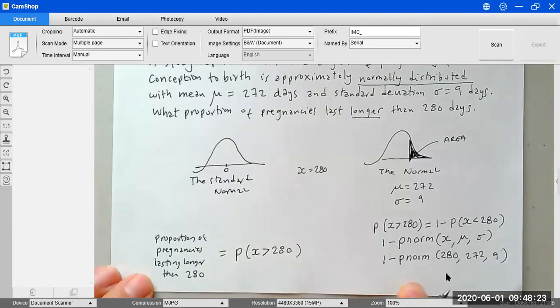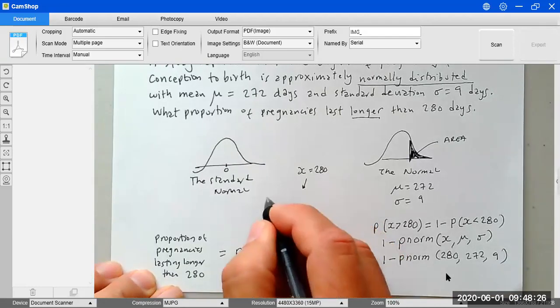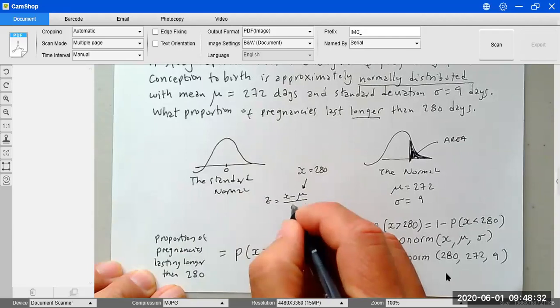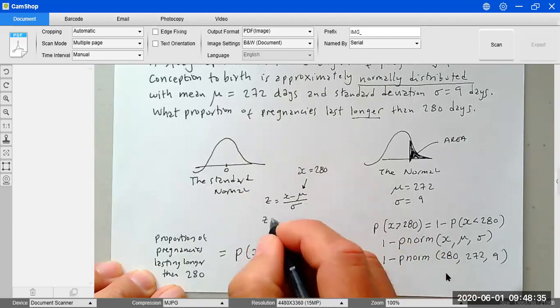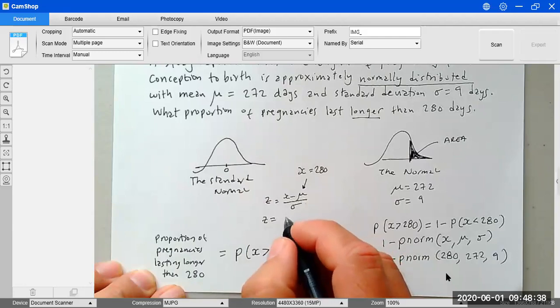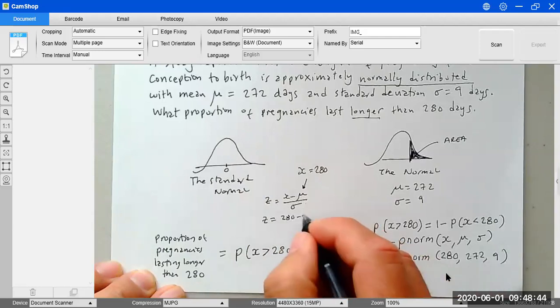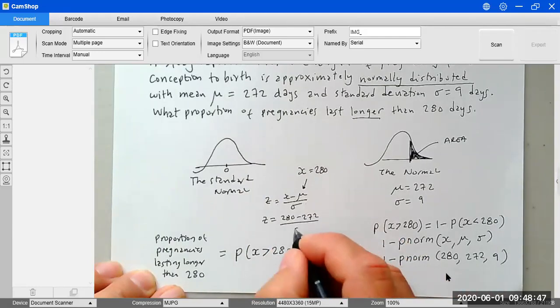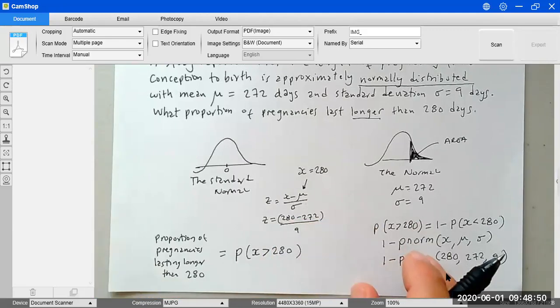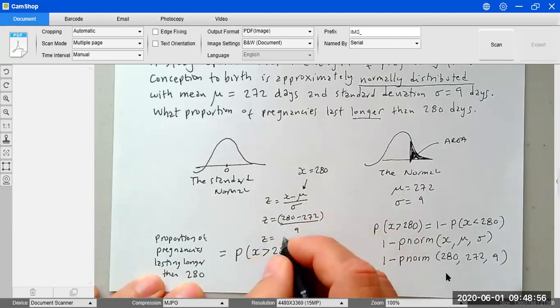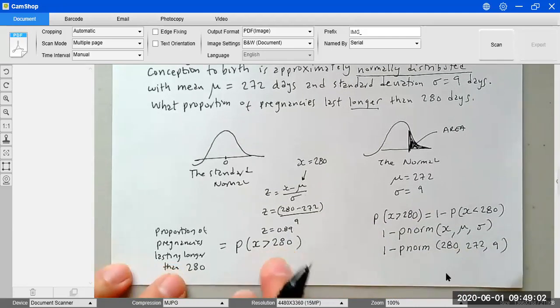That's one way. The other way is that we need to find Z, the Z-score, if you use the standard normal distribution. The Z-score is going to be X minus mu over sigma. So our Z-score in this case is 280 minus 272 over 9. You need to use parentheses to prevent mistakes. If you do these operations, you're going to find that the Z-score is 0.89.